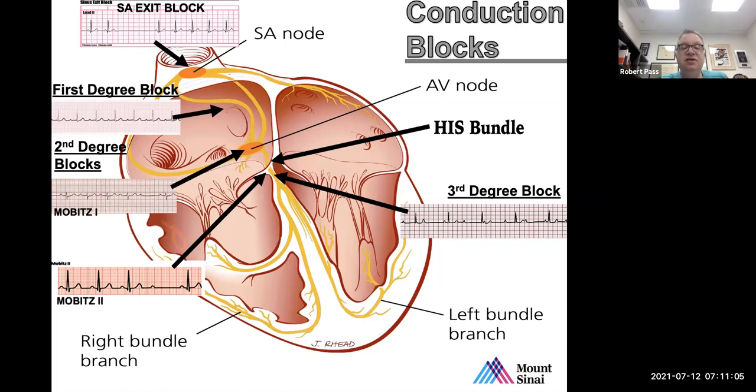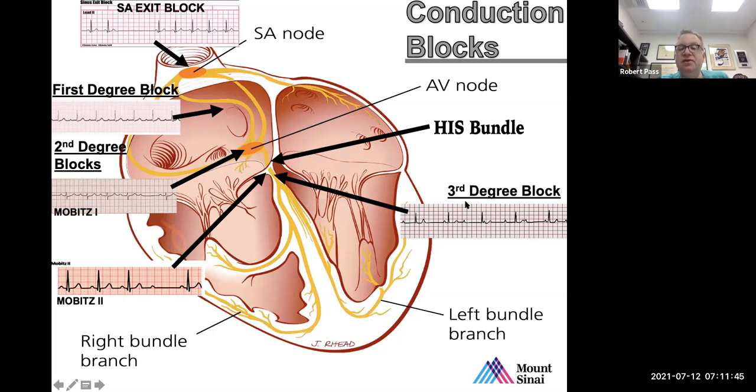There is, in fact, a third type of second degree block, which is sometimes referred to as 2-to-1 block. In 2-to-1 block, as you would imagine, every other P wave is conducted to the QRS. And generally speaking, 2-to-1 block can be either Mobitz 1 or Mobitz 2, meaning that the block can occur either in the AV node or at the bundle of His. But it really cannot be easily determined from ECG unless you were to do an EP study. There are interesting ways to figure it out. Most of the time, 2-to-1 is due to Mobitz 1, but it is absolutely not a guarantee. It needs to be evaluated.